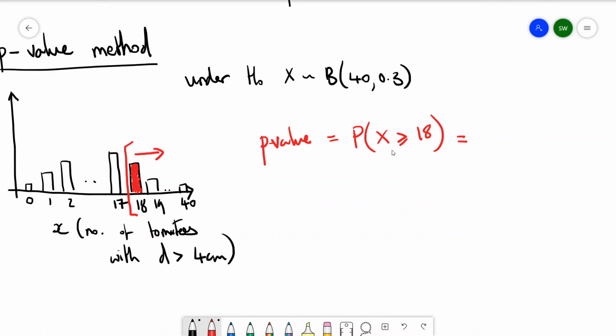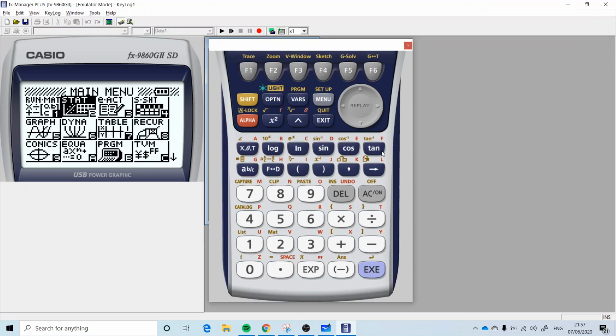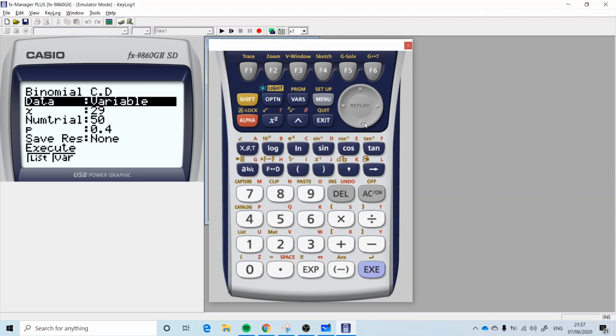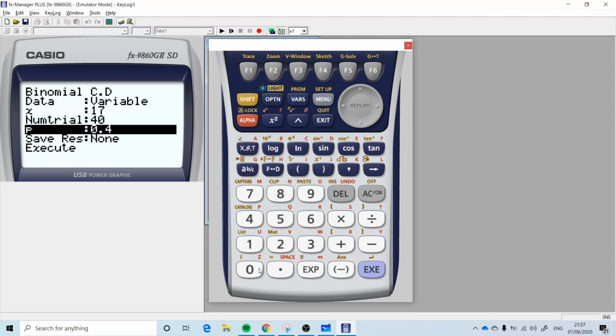Well, to work out this probability, we're going to do 1 minus the probability of x being less than or equal to 17. And that's because all the probabilities add up to 1. So we're going to do 1 subtract 0 up to 17. So we'll go on statistics, distribution, binomial, cumulative because we want less than or equal to, and x is going to be 17 because we want less than or equal to 17. Number of trials is 40, and we're entering the probability of H0's true, which is 0.3.